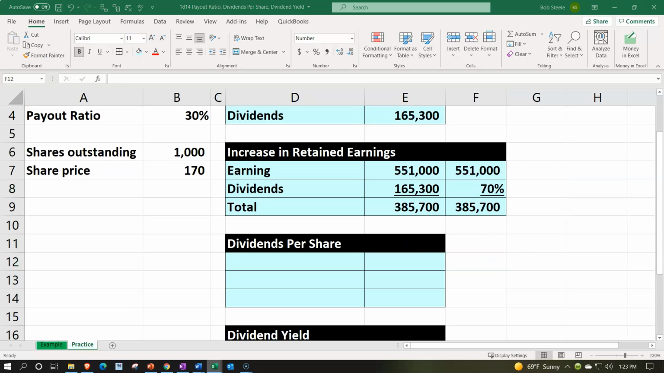So then we can calculate our dividends per share. So we'll look at the dividends per share. So let's take our dividends that we're paying out in total, which is now going to be the 165.3.